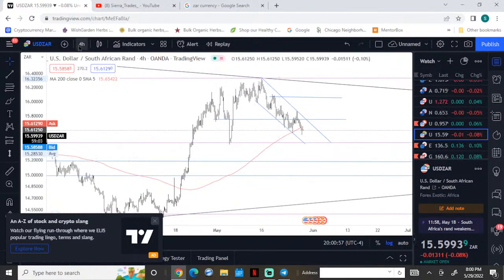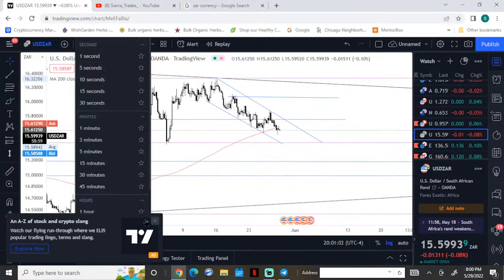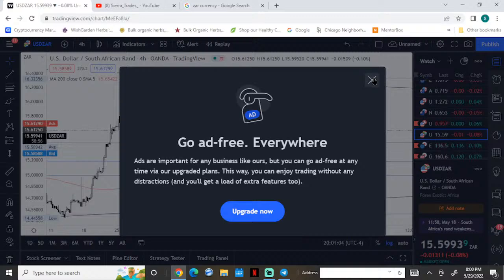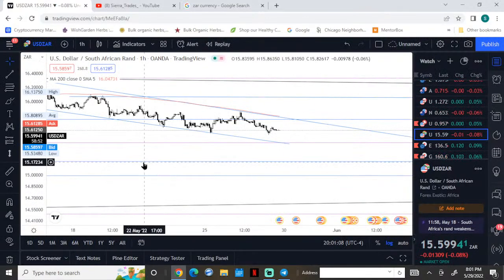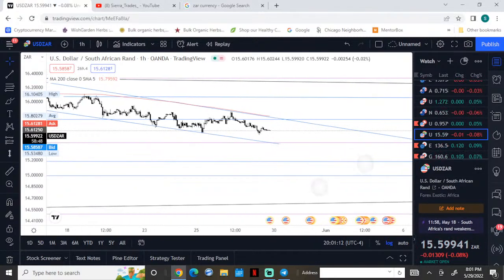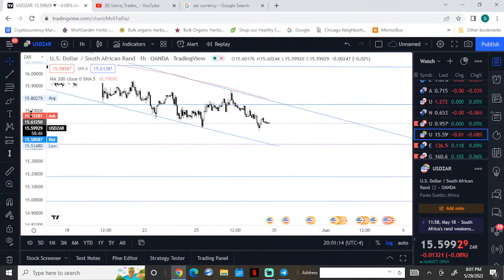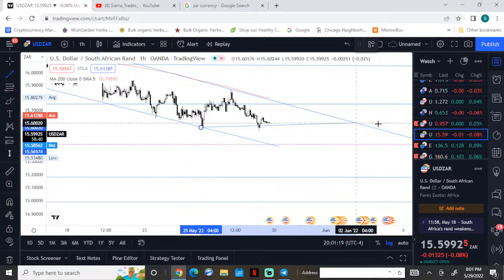Okay, so let's see, what do we have on the hourly? The hourly looks like we are currently at an hourly zone. Yep.